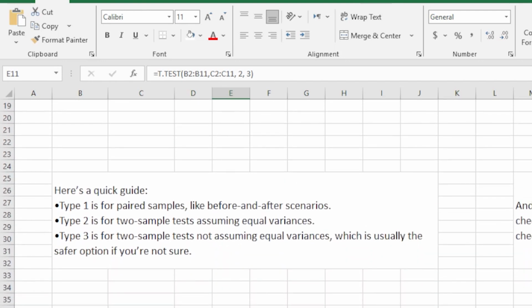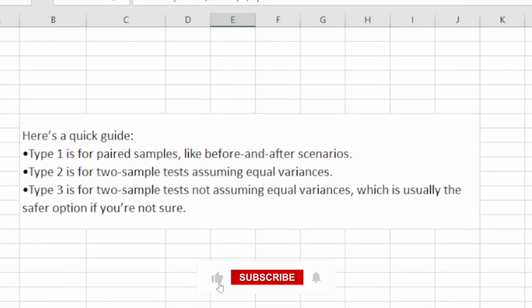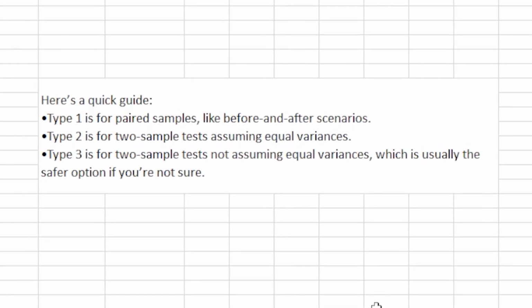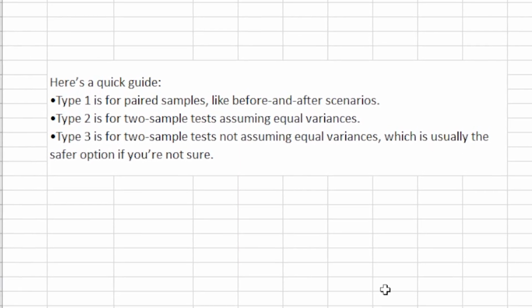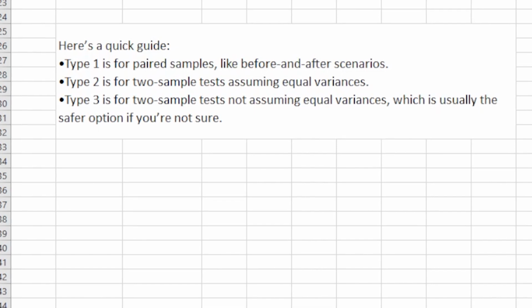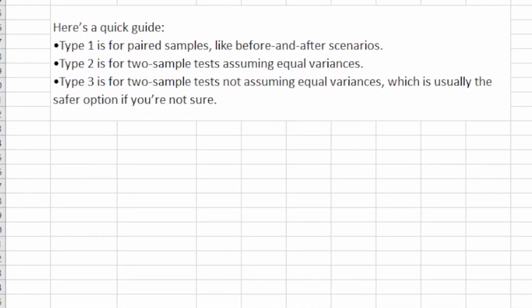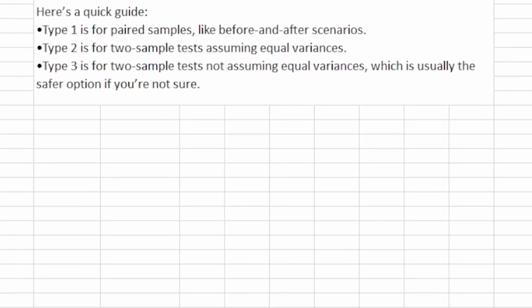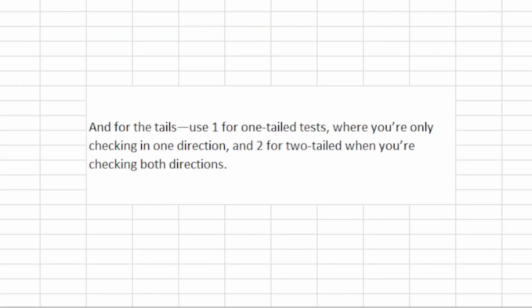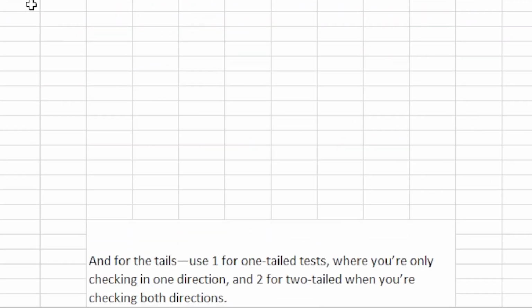But wait, real quick, I know some of you might be wondering, when do I use type 1, 2, or 3 in the t-test? Here's a quick guide. Type 1 is for paired samples like before and after scenarios. Type 2 is for two-sample tests assuming equal variances. Type 3 is for two-sample tests not assuming equal variances, which is usually the safer option if you're not sure. For the tails, use 1 for one-tailed tests where you're only checking in one direction. Use 2 for two-tailed when you're checking both directions.